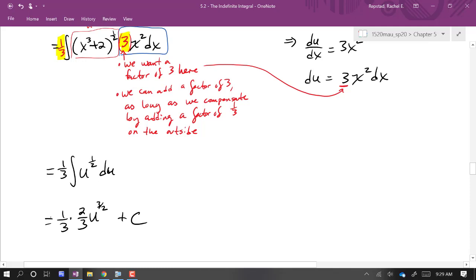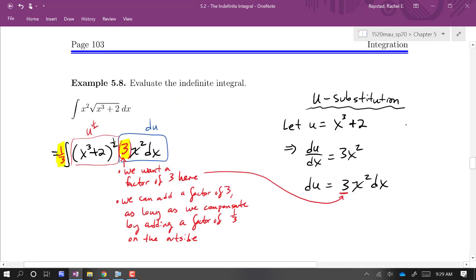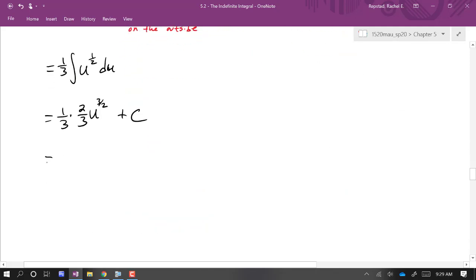Now the only thing that's left to do is to clean this up a bit and throw our expression for u back in. Remember, u was equal to x cubed plus 2. So we're going to put that back in.